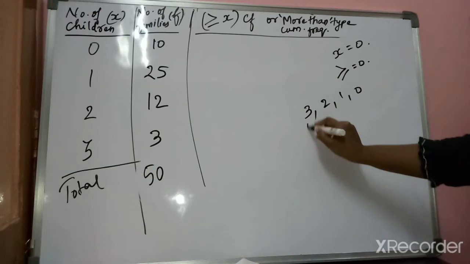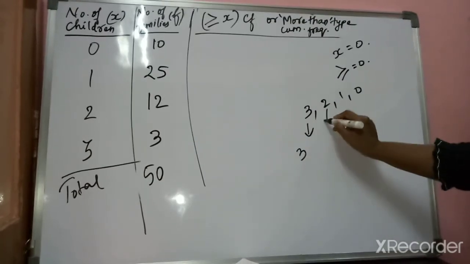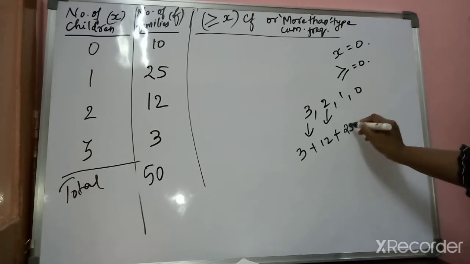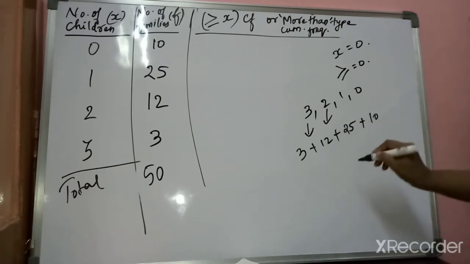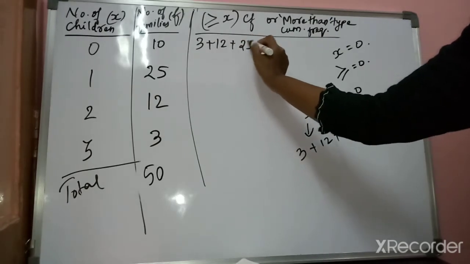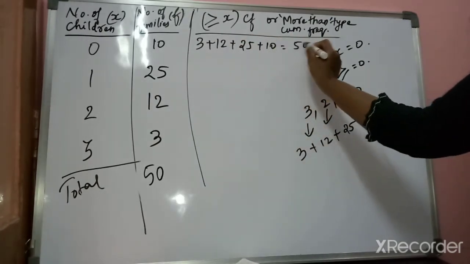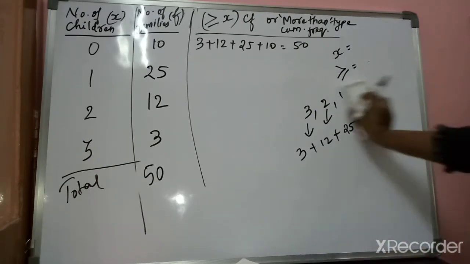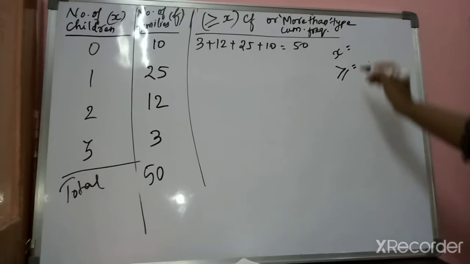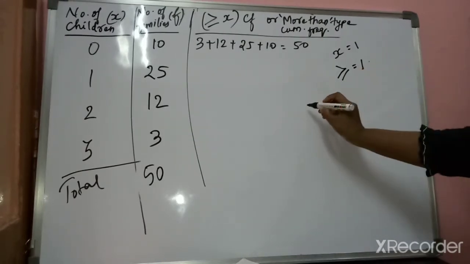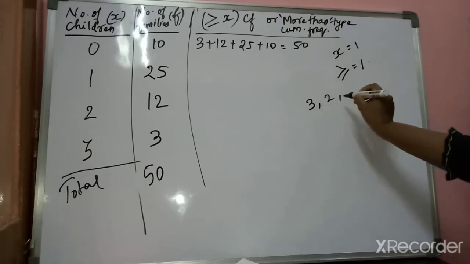So 3 children bearing families is 3, 2 children is 12, plus 1 child is 25 families, and no children is 10 families. So like this it would be 3 plus 12 plus 25 plus 10. So what is the answer? 50. Clear? Now the second variable is 1. Clear? So more than or equal to 1 would be like this: 3, 2 and 1.